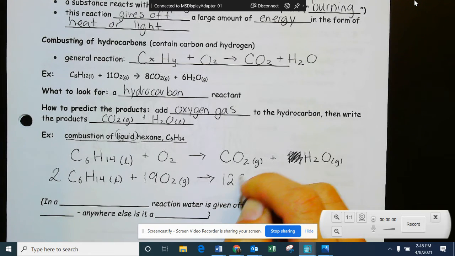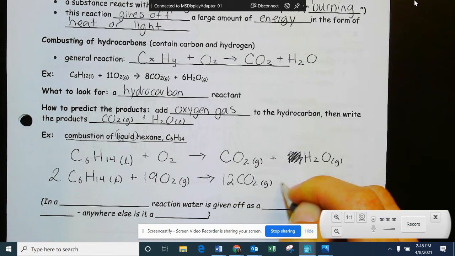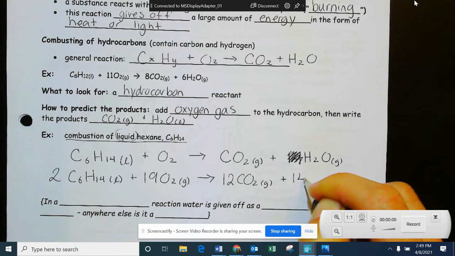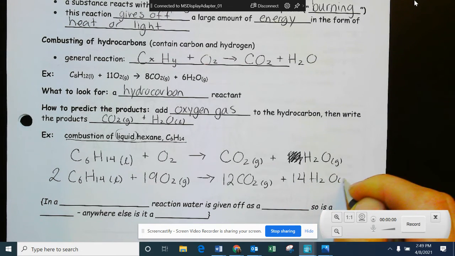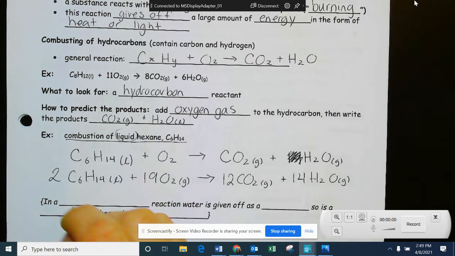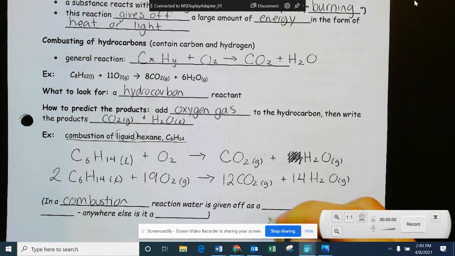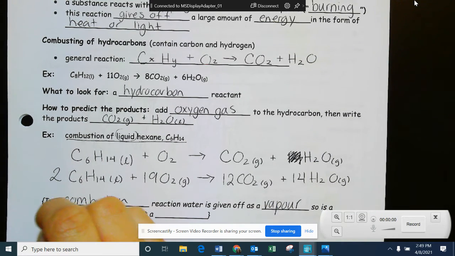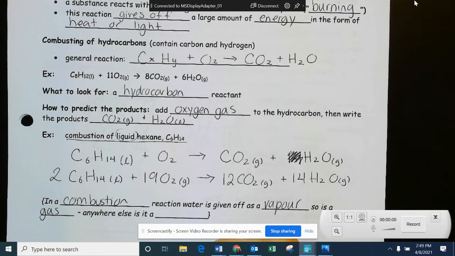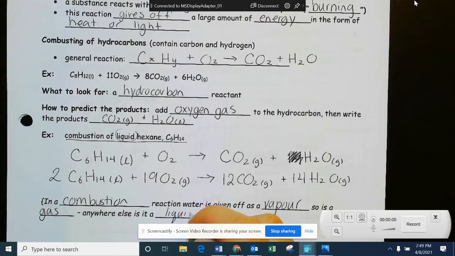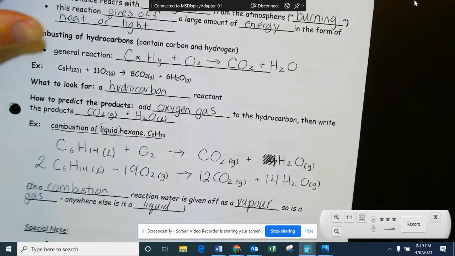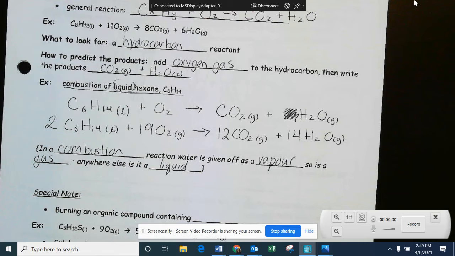You would get this. Now, water is going to be in gas form when we have got a product from this. So in a combustion reaction, water is given off as a vapor, so it is a gas. Anywhere else that we see water in an equation, it's generally going to be a liquid. But in the case of hydrocarbon combustions, we do see a gas, water vapor, being given off.